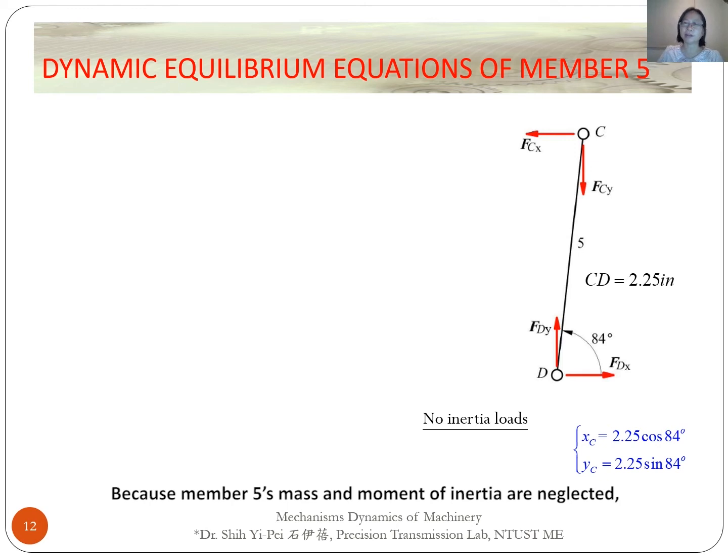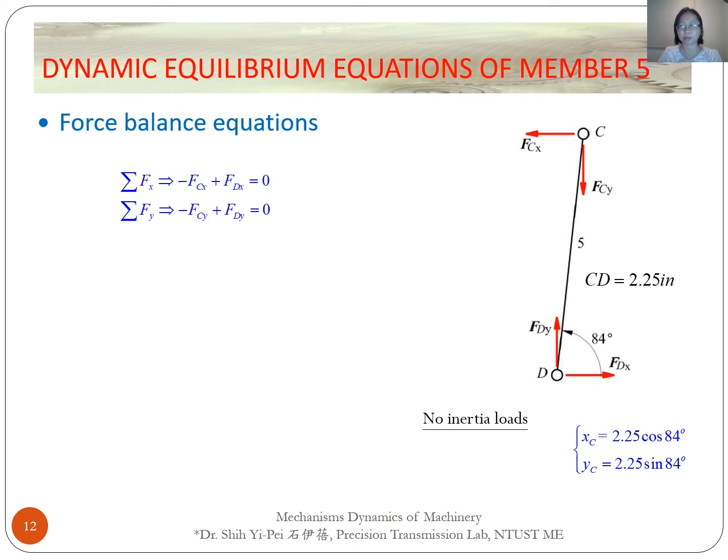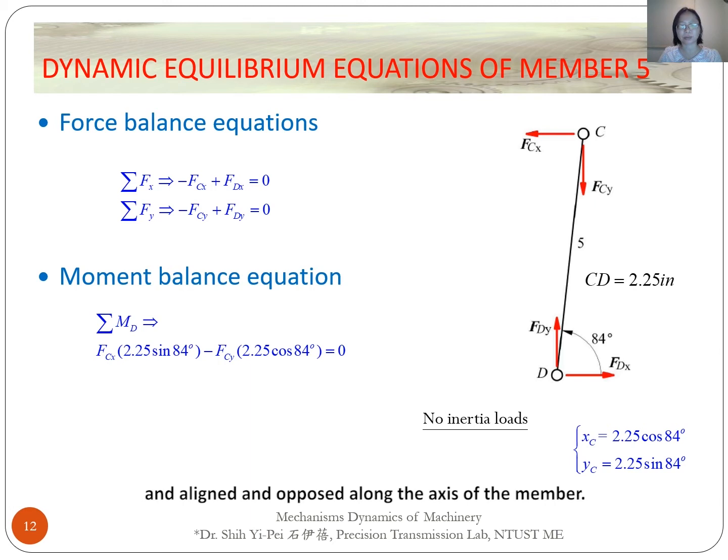Because member 5's mass and the moment of inertia are neglected, so no inertial loads are involved here, we can see member 5 is a two-force member. Both forces Fc and Fd are the same in magnitude and aligned and opposed along the axis of the member. We write a moment balance equation about point D. The length of member 5 is 2.25 inches, so we get this equation.